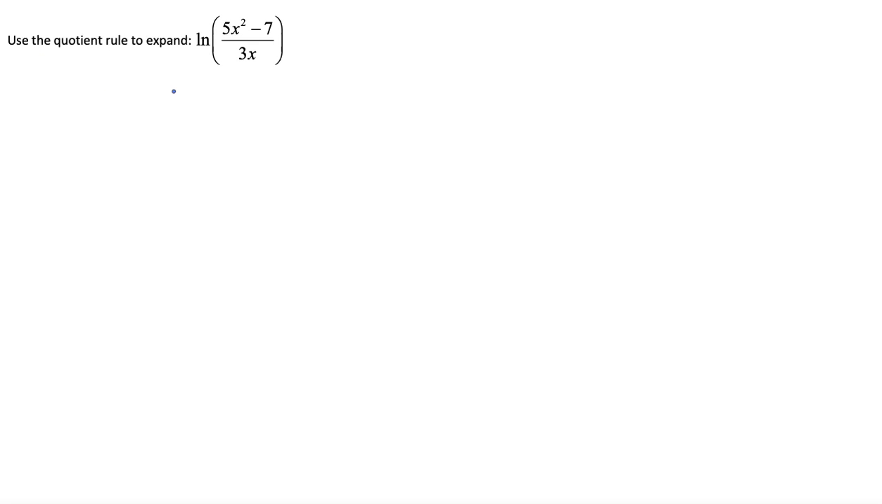Use the quotient rule to expand ln of (5x squared minus 7) all over 3x. So what does the quotient rule actually say?